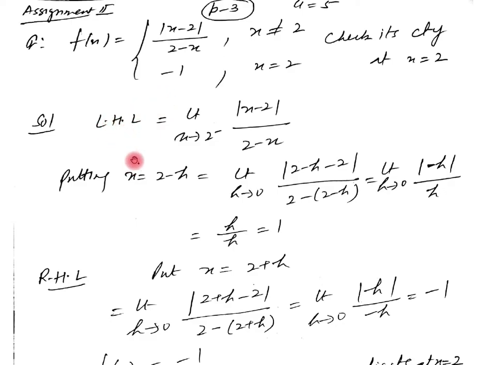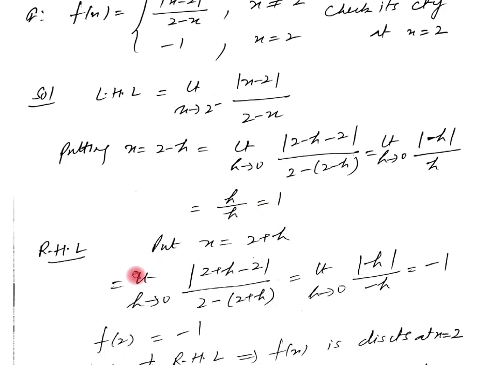For the left hand limit, we have to put x equal to 2 minus h. Left hand limit, limit x tends to 2 minus mod of x minus 2 upon 2 minus x. Putting x equal to 2 minus h, limit h tends to 0. Simplifying, we are getting limit h tends to 0 mod of minus h upon h. So therefore modulus of minus h is h, h upon h is equal to 1. So left hand limit is equal to 1.